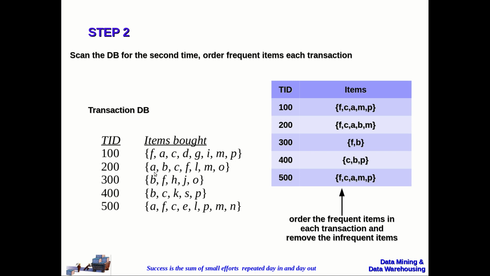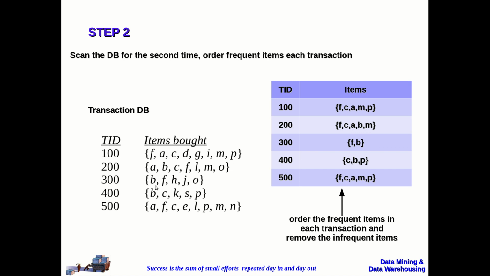Then the second transaction is taken. It is A, B, C, F, L, M, O. Out of these items, L and O are the infrequent items. So ignore them and reorder the items in the descending order of their frequency. So again you will have F, C, A, B, M. We write it in the descending order of the frequency, so it is F, C, A, B, M.